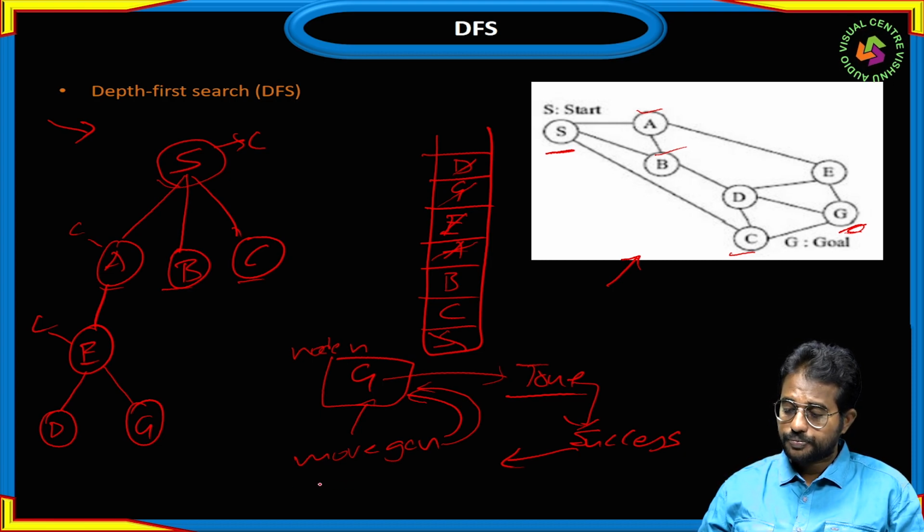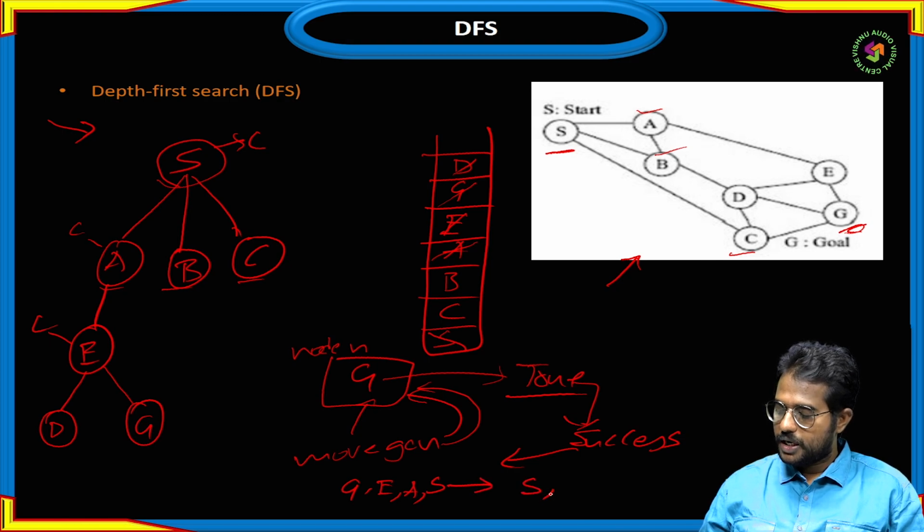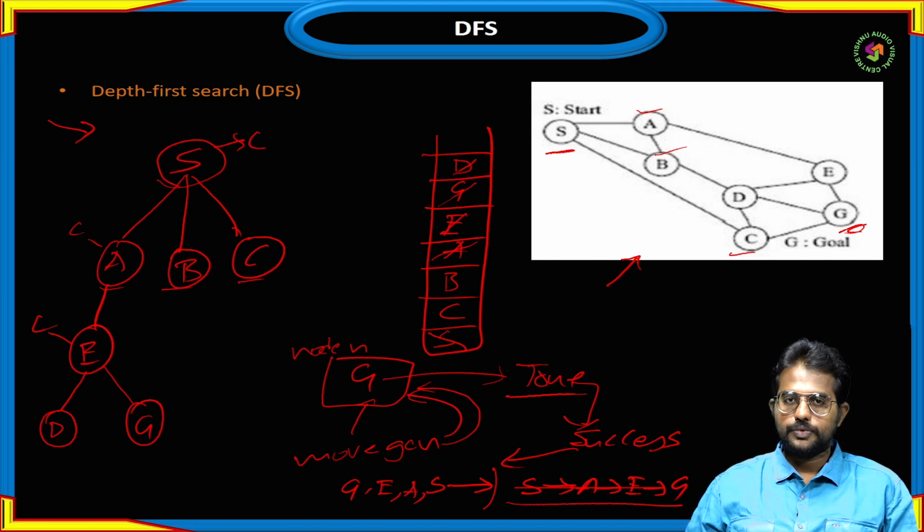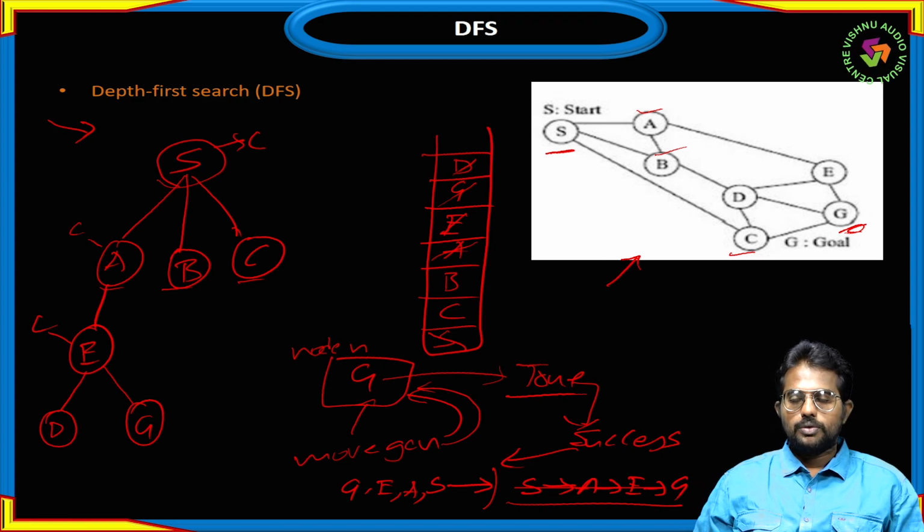The path will be generated like this. First G will be taken, next its parent, that is E, next its parent A and S. Then it will be reversed, and the path is S to A, A to E, and E to G. So this is the path from S to G. This is the example for depth first search.